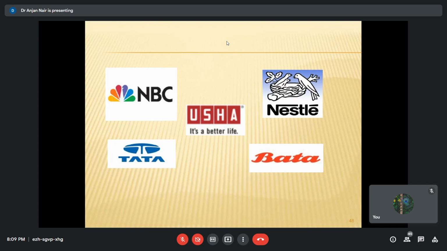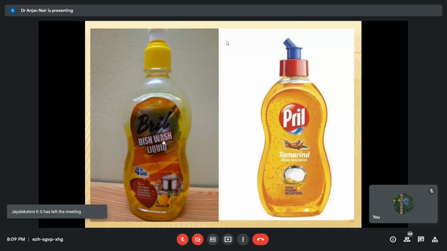So don't do that. Especially those coming with startup companies, please make sure you have a very unique brand name. Get it registered. It should not be indistinguishable. So this is an example, two companies, Prill and Brill. The name is almost the same, the bottle shape is almost the same, so if this company identifies that this is a copy, they can file a case also.